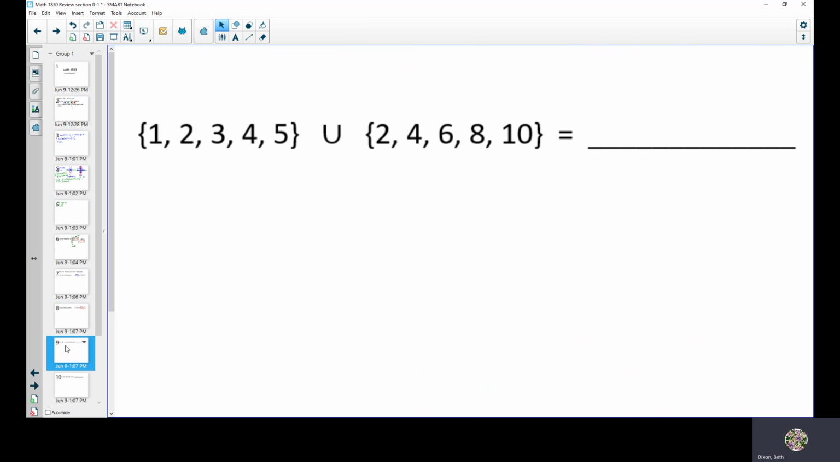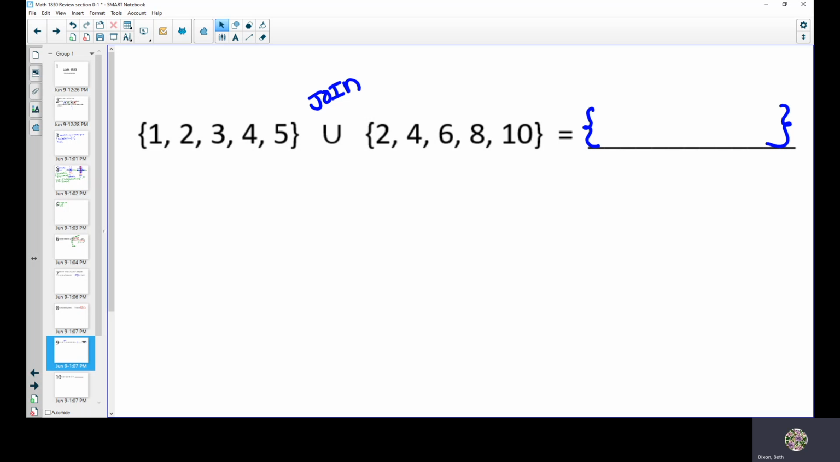So now we have two sets, and we're going to find the union of those sets. The first set is the numbers 1, 2, 3, 4, 5. And the second set is the numbers 2, 4, 6, 8, and 10. We want to find the union of those numbers. When we do this, remember I said sets go into your braces. And the union means to join.